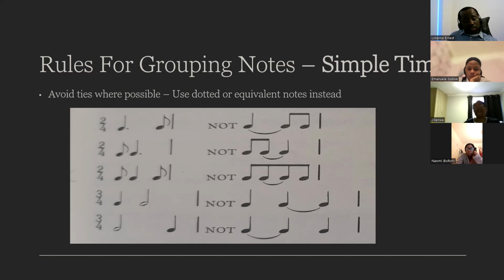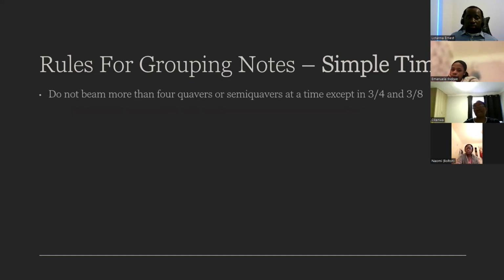Okay? So the next thing now, another rule I want to talk about, is do not beam more than 4 quavers or semi-quavers at a time. Hope you know what a quaver note is. We remember quaver, semi-quaver. You can only beam 4 quavers together at a time or 4 semi-quavers at a time, except if the time signature is 3/4 or 3/8. So if the time signature is 3/4 or 3/8, then you can beam more than 4 quavers or more than 4 semi-quavers. But if it is not 3/4, if it is not 3/8, why do we say 3/4?